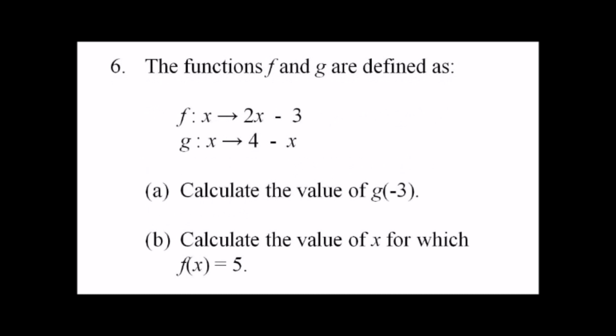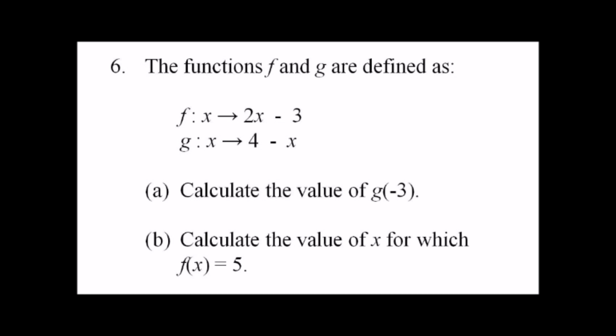Got it? Number 6, the functions f and g defined as f of x is 2x minus 3 and g of x is 4 minus x. A, calculate the value of g to the negative 3, and then b, calculate the value of x for which f of x is equal to 5. So work those two quickly.